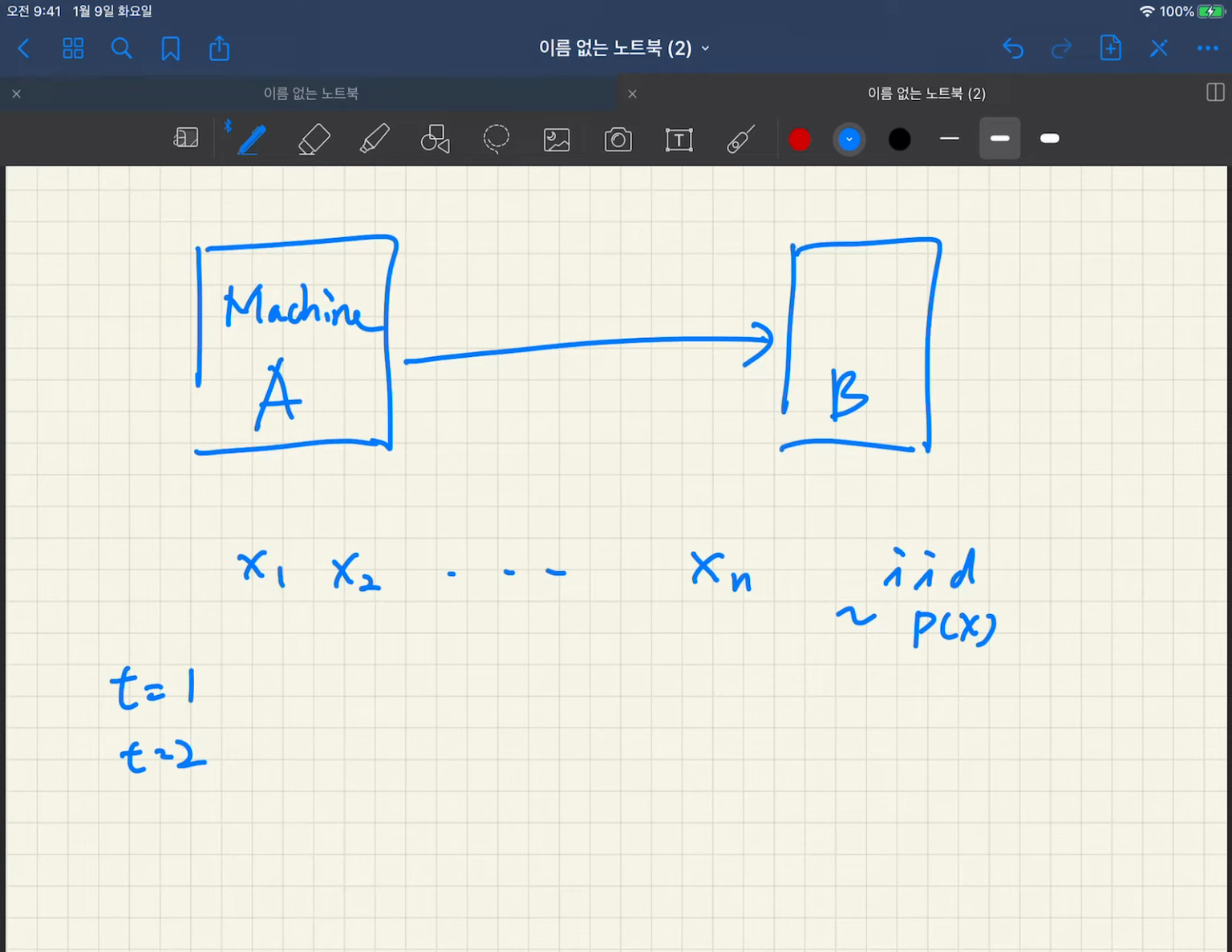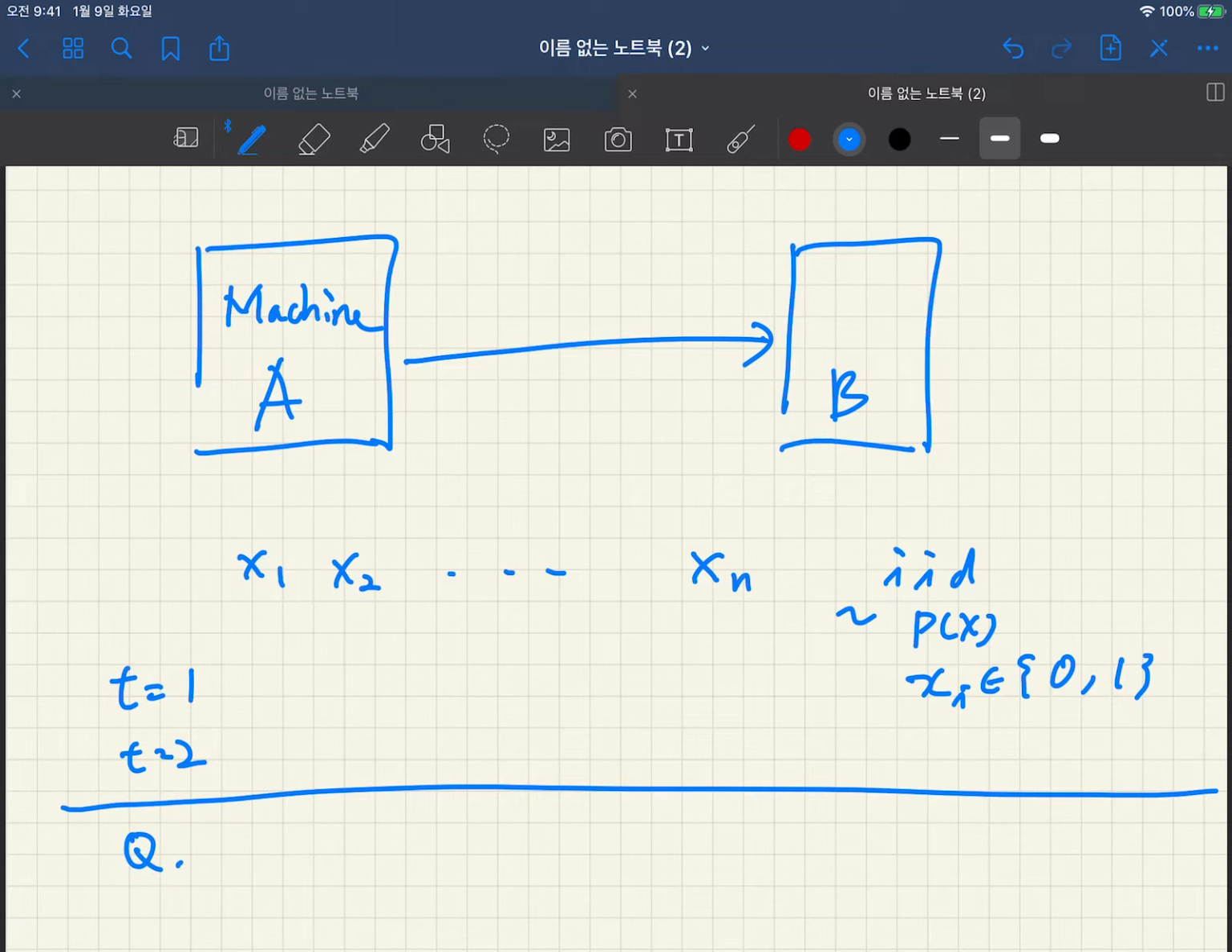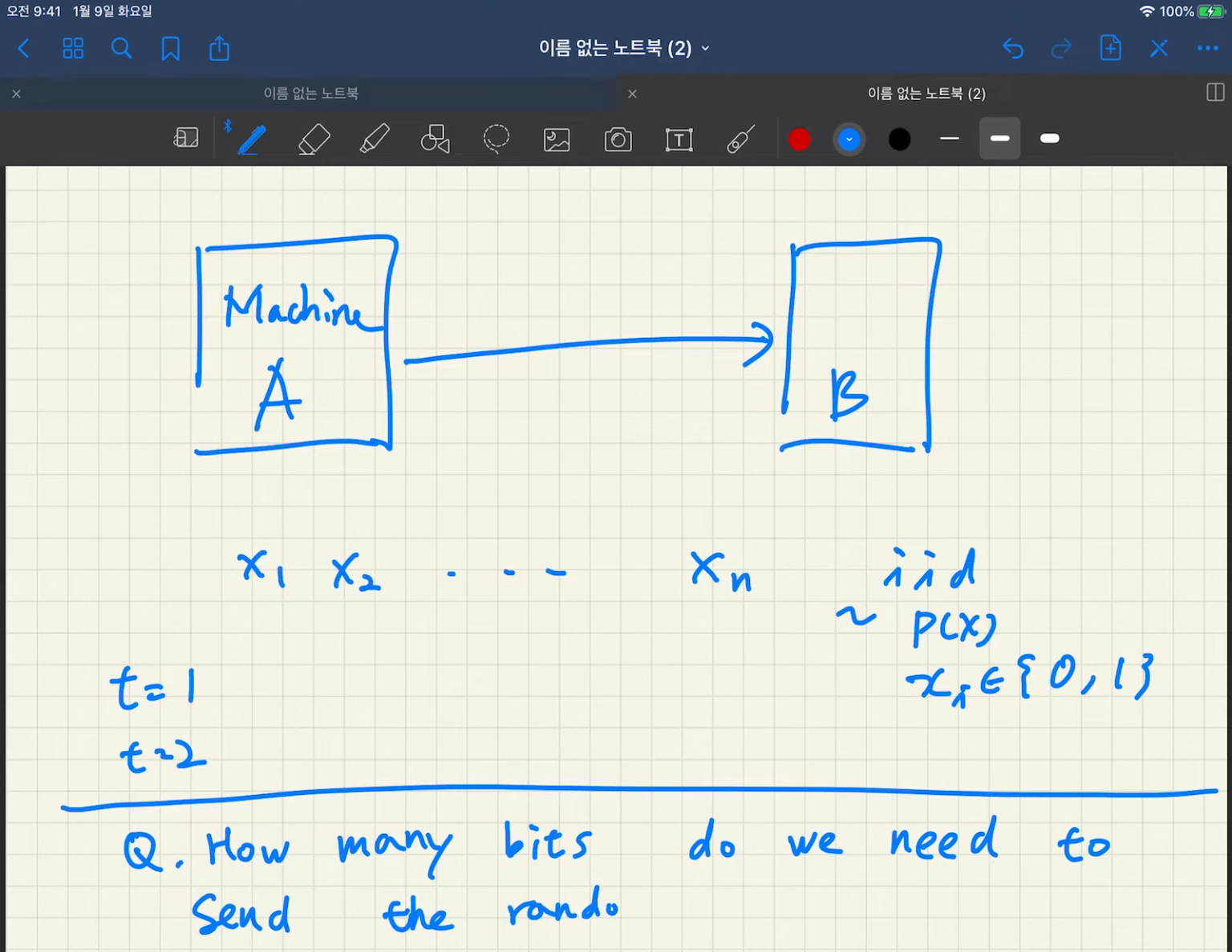To make the problem simpler, let's assume all xi values are either 0 or 1. Then the question is this: how many bits do we need to send the random outcome to machine B? So this is our main question.